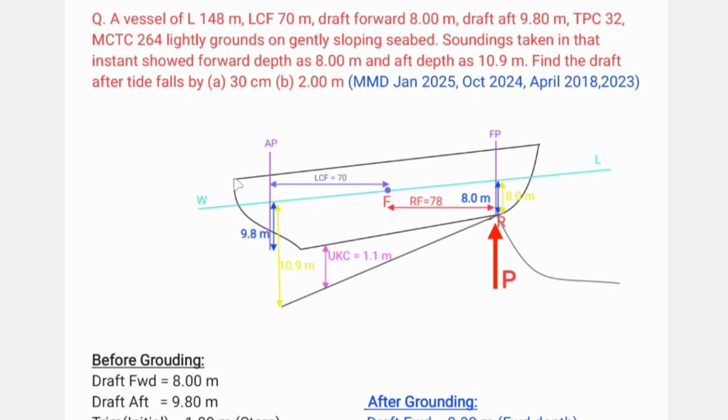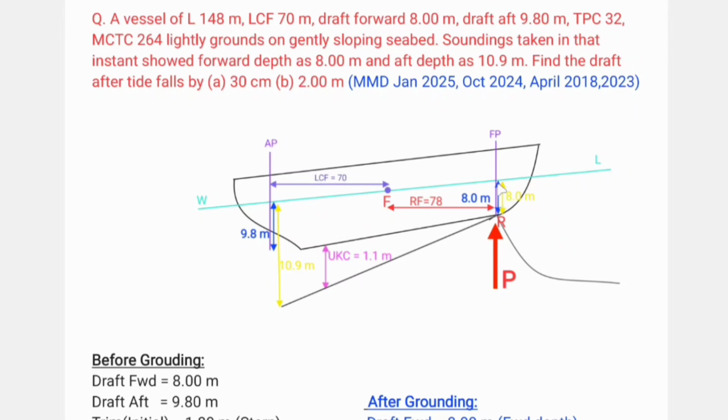First, I have drawn a diagram for understanding purpose. This is the forward perpendicular, and this is the up perpendicular, and this is center of flotation, that LCF is equal to 70 meter, which is given in the question, and this WL is the water line, and the upthrust force P is acting through the point of contact, which I have taken as R, that is at the forward perpendicular, and forward perpendicular to center of flotation there is RF is equal to 78 meter, that is LBP minus LCF.